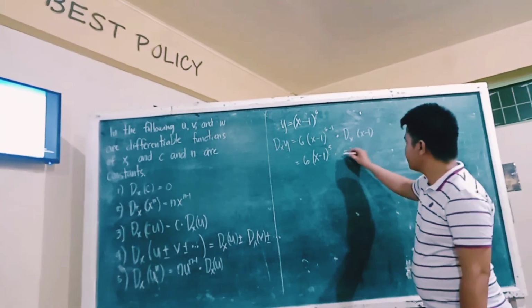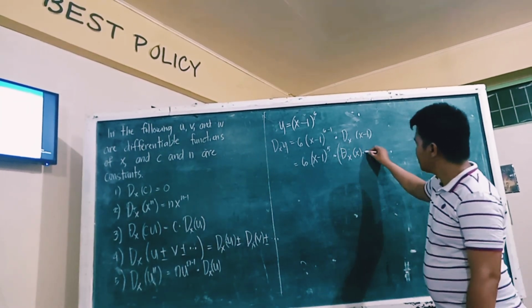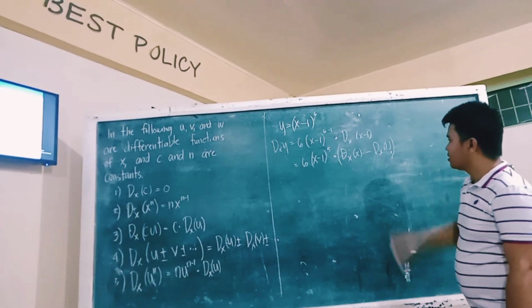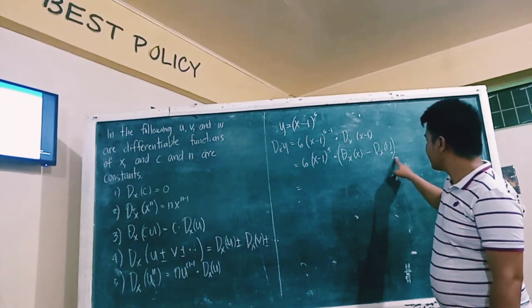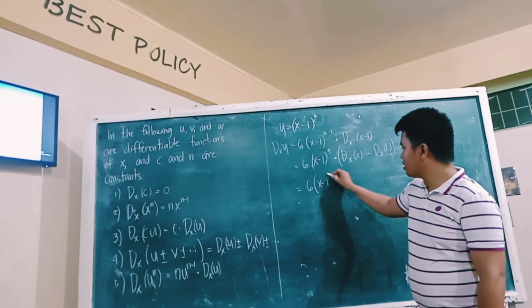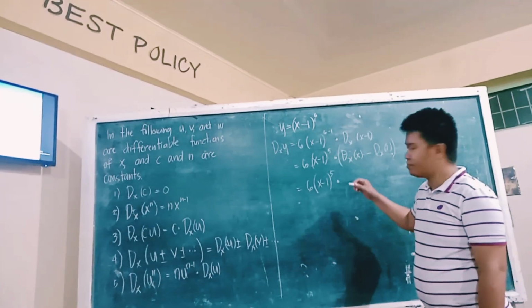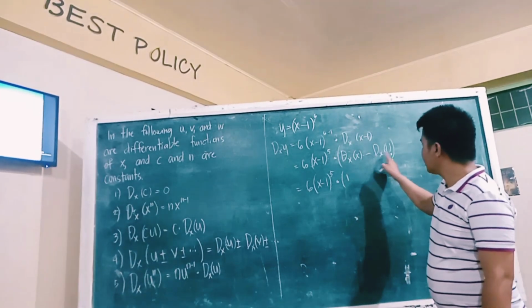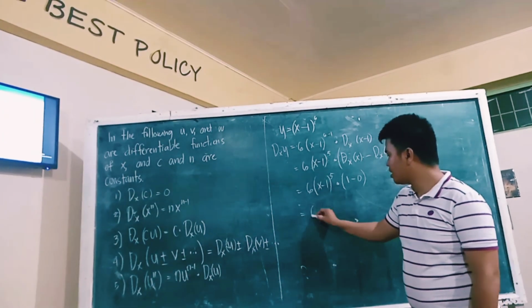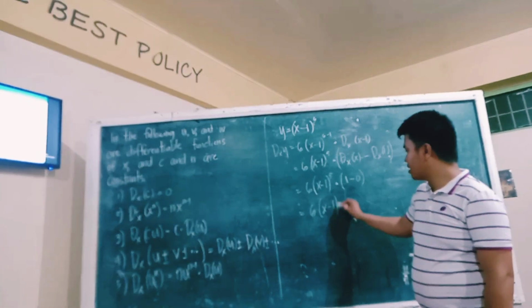We have the derivative of x minus the derivative of 1. Again, we will simplify this expression. We have 6, copy, x minus 1 to the 5th, times, what's the derivative of x? The derivative of x is 1. So, times 1 minus the derivative of 1 is 0. So, therefore, we have now the final answer: 6 times x minus 1 to the 5th.